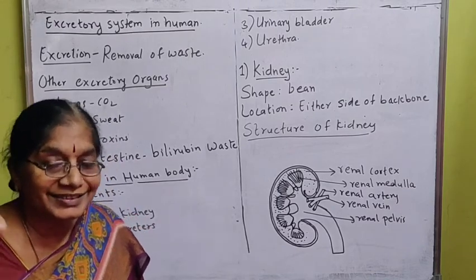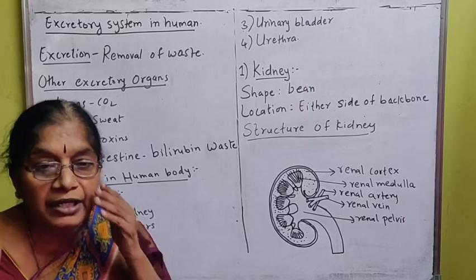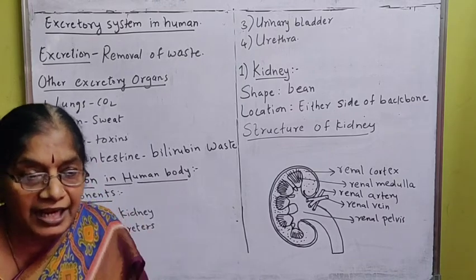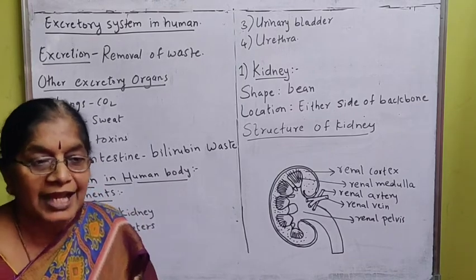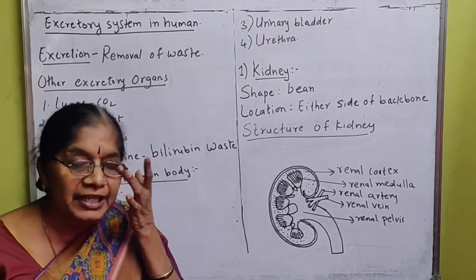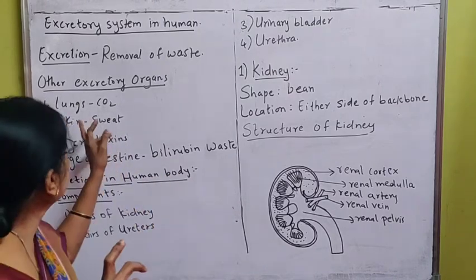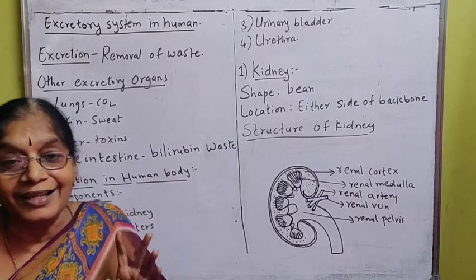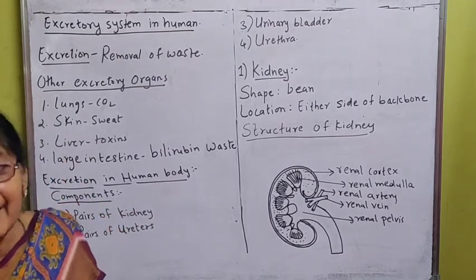That carbon dioxide is the waste. It should not remain in our body. So the lung throws out the carbon dioxide. That is a respiratory waste. The respiratory waste is thrown out by the lungs in the form of carbon dioxide.